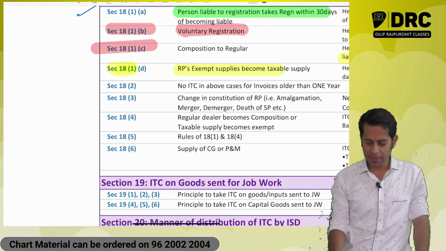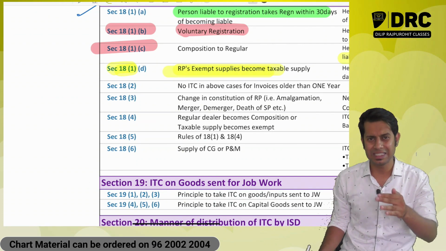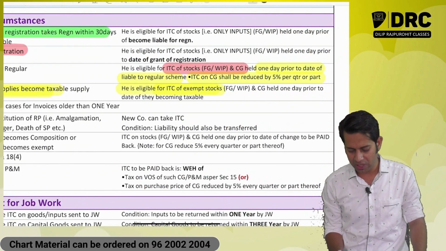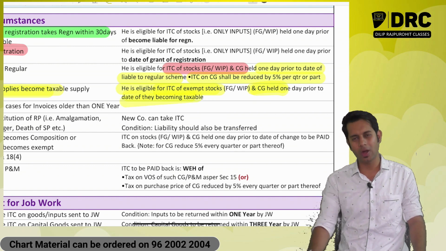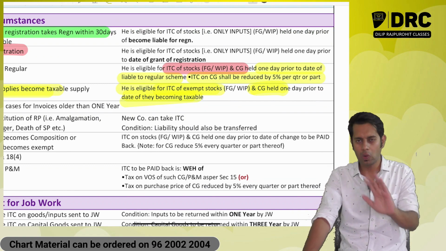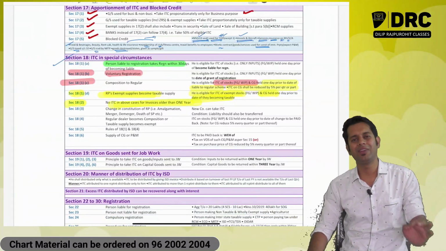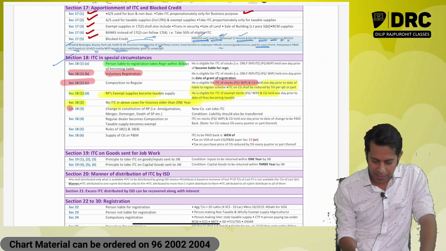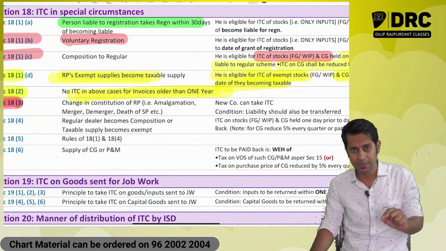Then, if a registered person's exempt supply is becoming taxable supply, I am a registered person who was dealing in exempt supply, now they have become taxable supplies. In such cases, you will be allowed to take input tax credit on inputs as well as capital goods which are exclusively used for making that exempt supply, which are available with you one day prior to that particular change. Section 18 subsection 2 says no ITC will be given to you under section 18 subsection 1 for invoices older than 1 year.